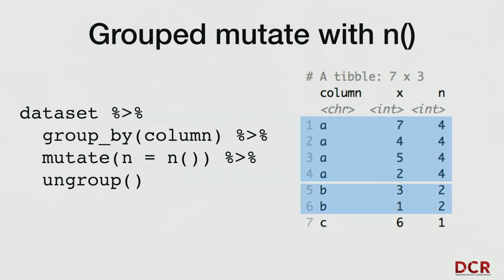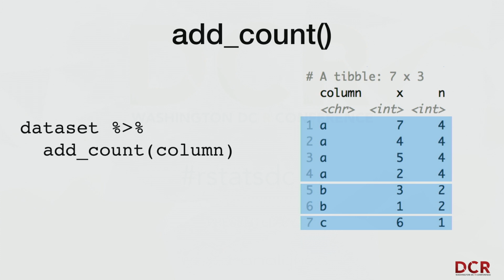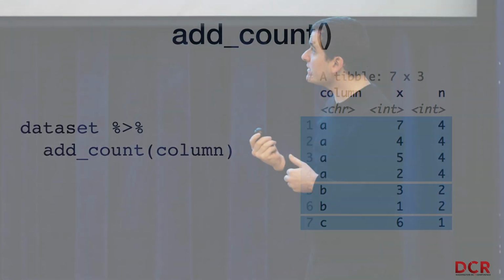This is a 3-step process where I want to add this n column and say, here are the 4 observations, the total for that group is 4. In the 2 for B, it's 2. In this one for C, it's 1. And that can be done in 1 step of add count. So taking 3 steps and putting them into 1.